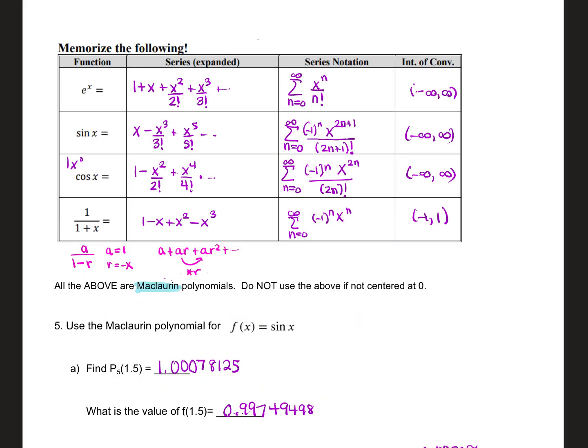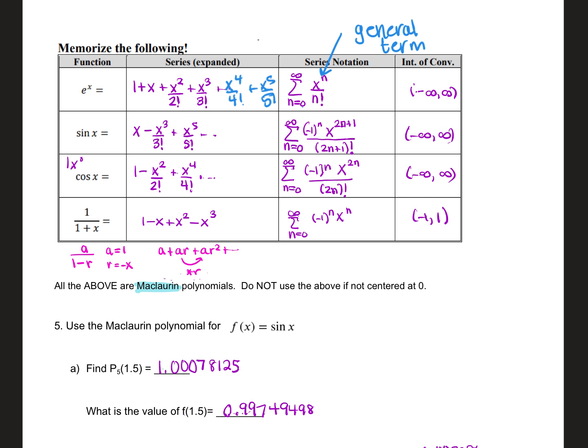Here's a table with the ones that we need to memorize right now. So kind of think about it because it's not as bad as you think. e to the x, positive, everybody come to the party. Now think about this. This is x cubed over 3 factorial. The next one would have been x to the 4th over 4 factorial. Then x to the 5th over 5 factorial. So in general, this would be the general term in terms of n.